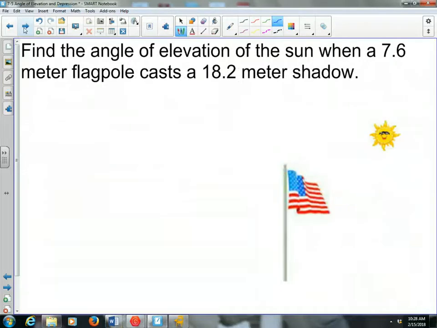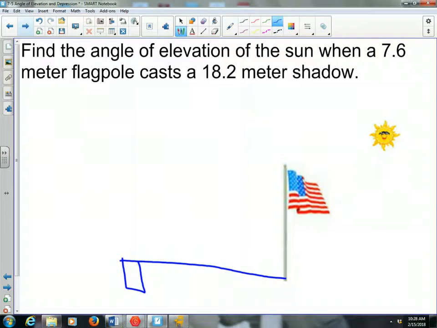Take a look at the next one. Find the angle of elevation of the sun when a 7.6 meter flagpole casts an 18.2 meter shadow. So, as you guys know, when the sun hits something, it casts a shadow. And so the shadow is 18.2 meters. So I'm just going to quickly, roughly sketch a shadow of my flag. There's my shadow. How does it look? Looks pretty good, right? Okay.